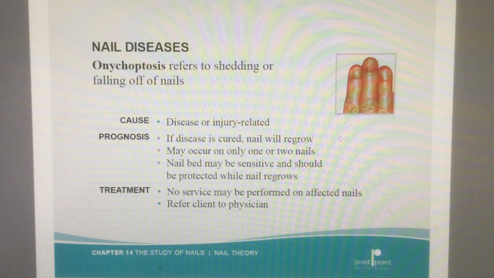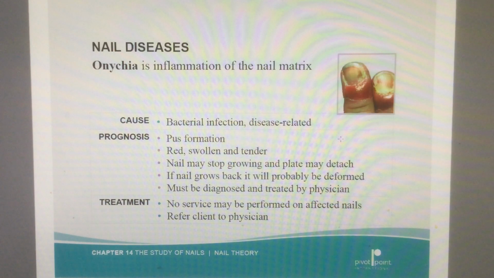Onychoptosis refers to shedding or falling off of the nails. The cause is disease or injury related. If the disease is cured, the nail will regrow. It may occur on only 1 or 2 nails. The nail bed may be sensitive and should be protected while the nail regrows. As far as treatment, no service may be performed on affected nails. Refer the client to a physician.